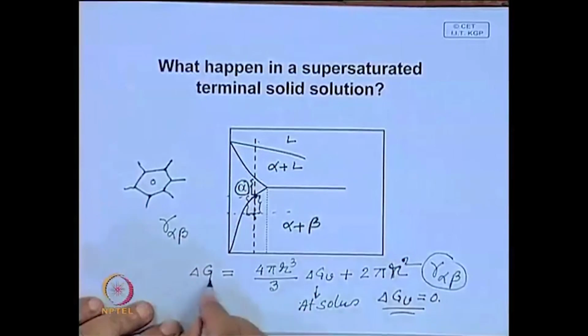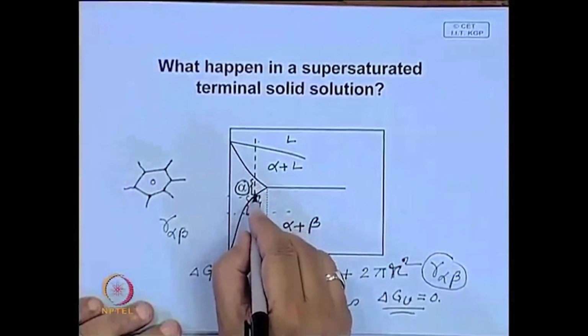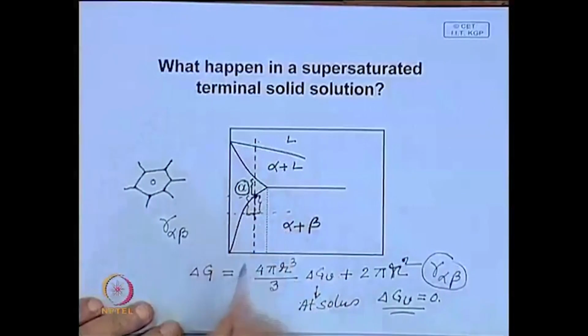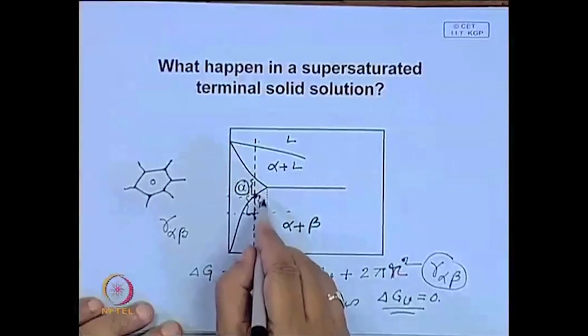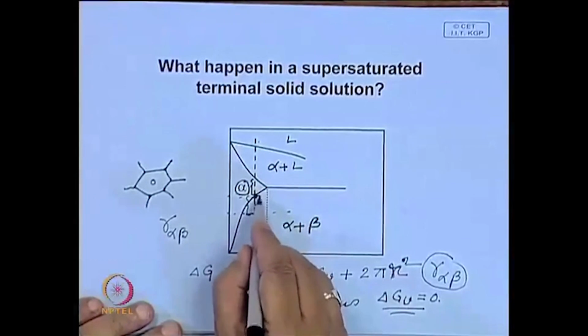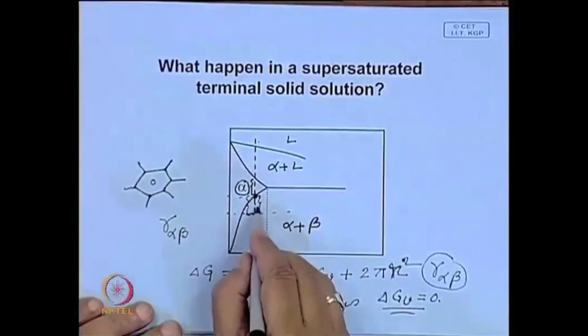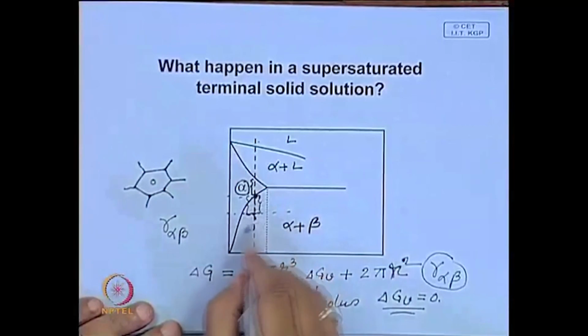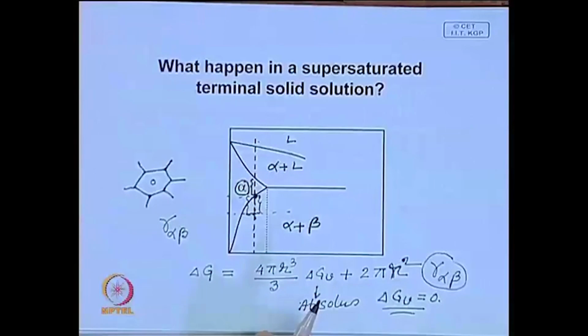So, therefore, total free energy change is positive. So, as you cool, here the transformation is not likely to take place. As the temperature goes down, there is a driving force, there is a negative free energy, and at a certain temperature you will find this becomes 0. So, once this supercooling exceeds a particular critical value, then the process of precipitation will continue.